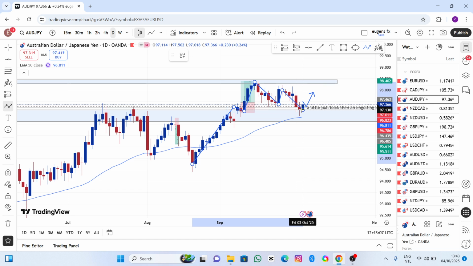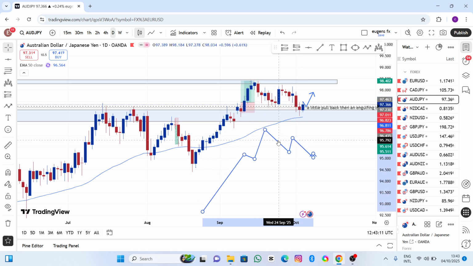The daily is still bullish, because, as I said before, this was the higher low and the new higher high. As long as the market does not close below this low, it's still bullish. So this market did not close below this low here. This low did not close below this low, so we are technically still bullish.